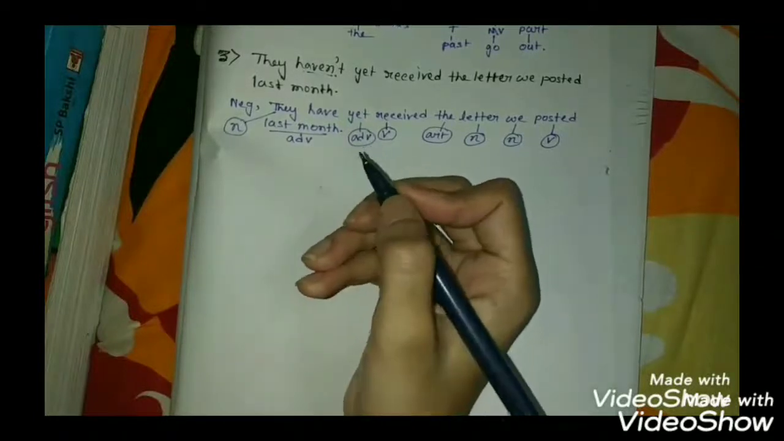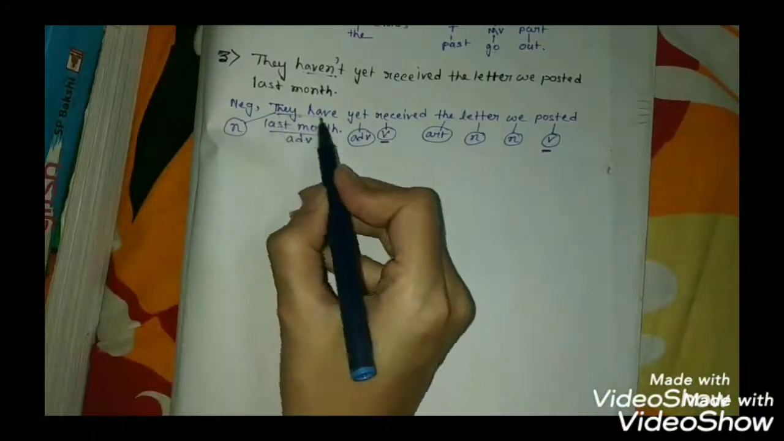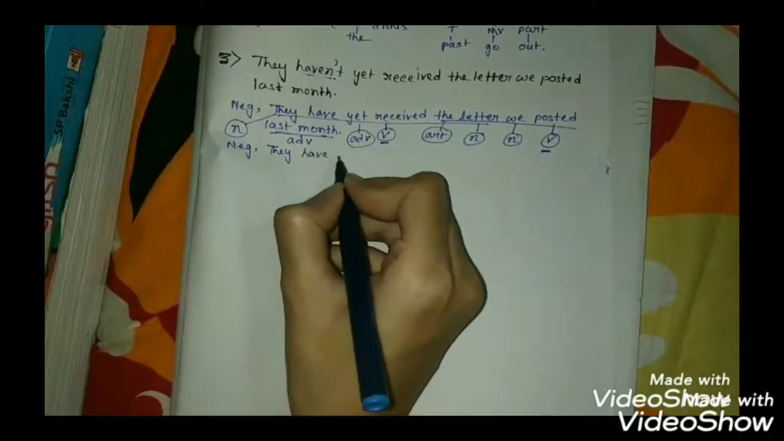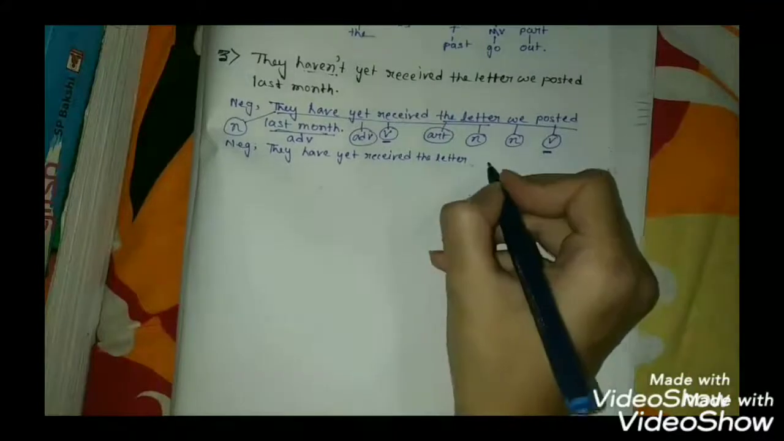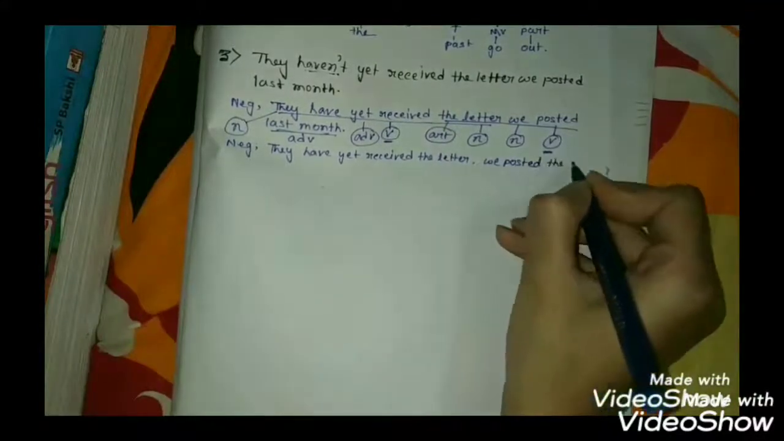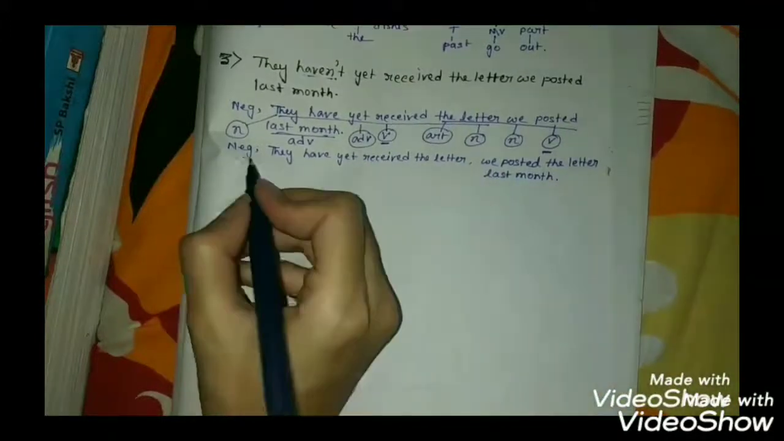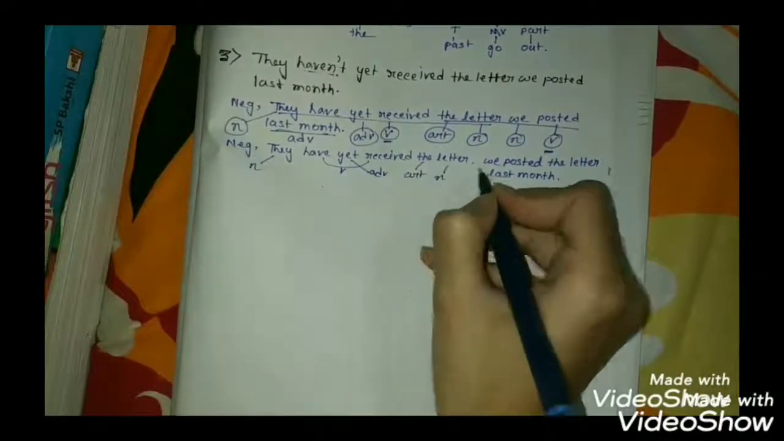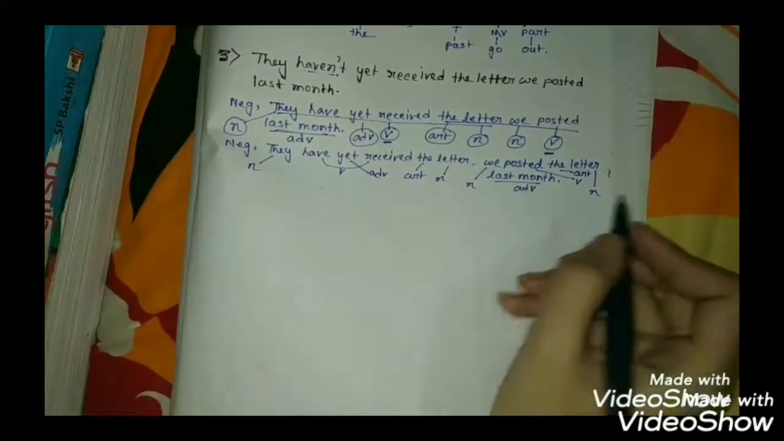Now here again we can see two verbs are there, therefore it will be in two sentences. So we will again write negative first, then they have yet received the letter, and the another sentence will be we posted the letter last month. So again, they is noun, have received is the verb, yet is adverb, the is article, letter is noun, we is noun, posted verb, the letter article and noun, and last month is adverb.